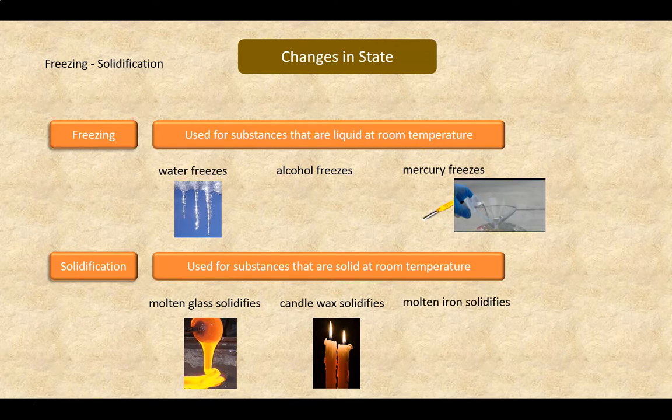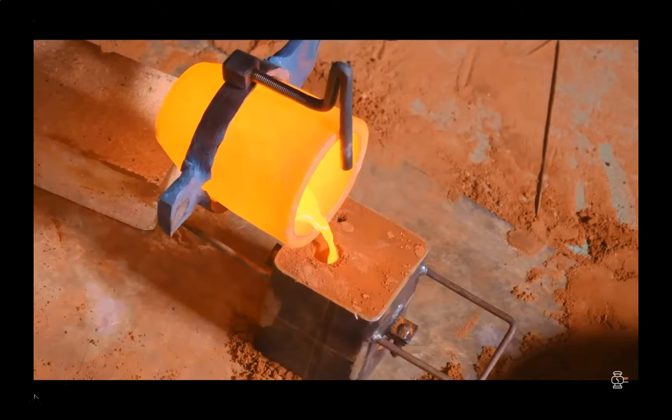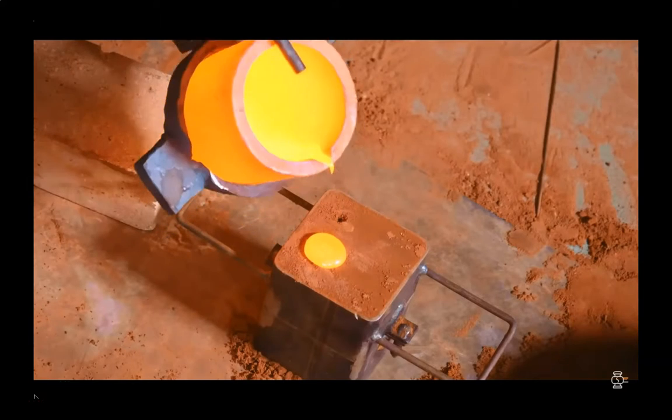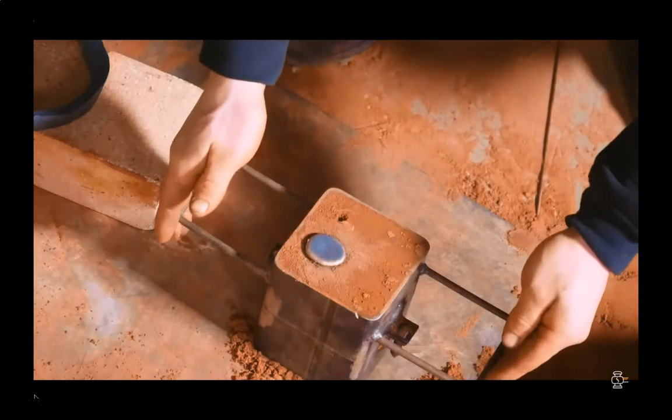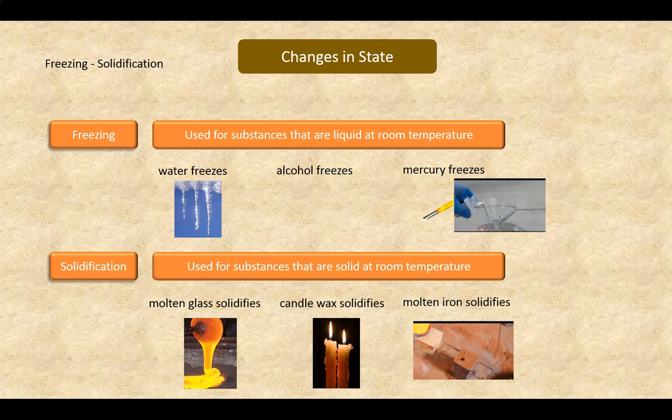And finally, molten iron also solidifies. Iron can be heated high enough until it melts and becomes molten iron. When it is poured out, it cools down and becomes solid, as shown in this clip. So that is the distinction between freezing and solidification.